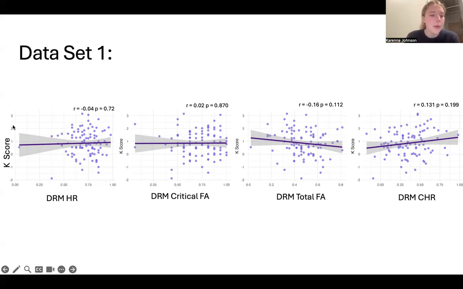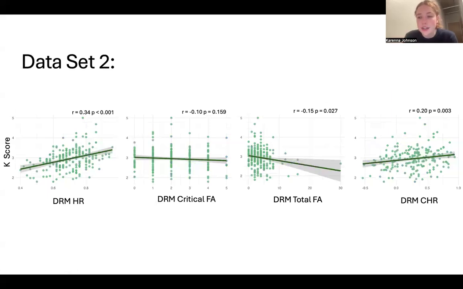So here, with our working memory score and the different DRM measures, we find that nothing is really significant and nothing is extremely correlated. A lot of these lines are pretty horizontal. So nothing super significant was found in this data set. Next, data set two went back to recall-based DRM, so more similar to the version that I showed you, and also similar to data set number three.